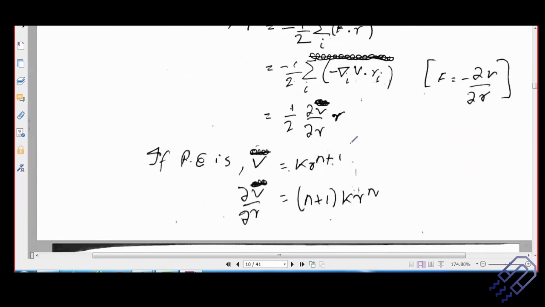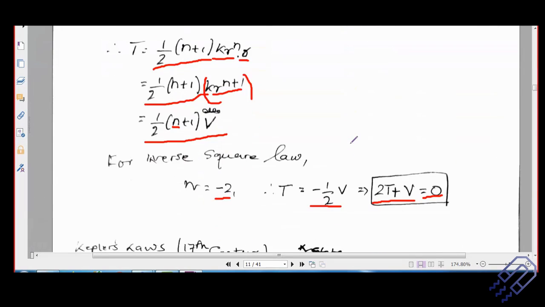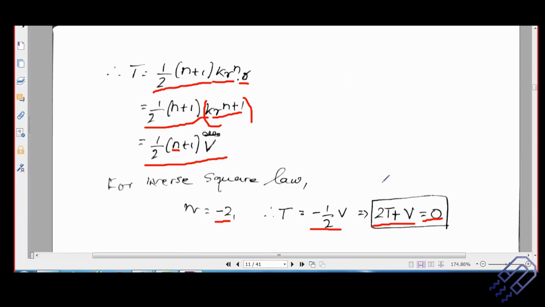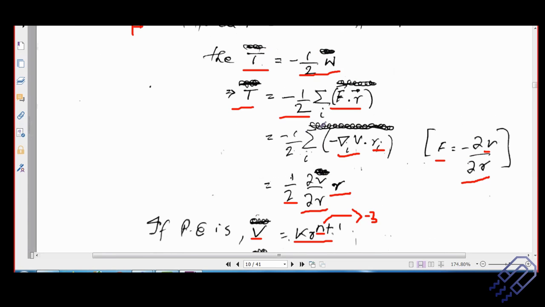So what do I understand from here? I understand that the kinetic energy and the potential energy combination will be 0. Why does this 2 come into the picture? That's a different case, but in general, this will be 0 for the entire system. But that is a special case. So this is what the Virial theorem is all about.